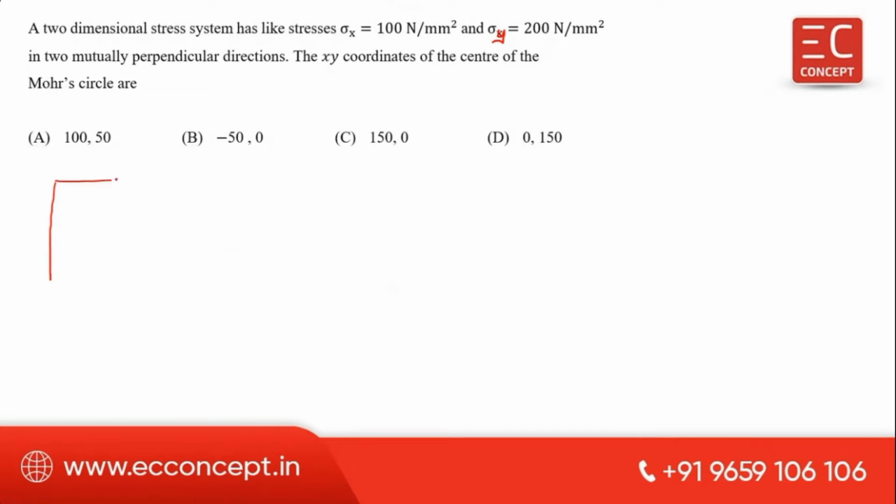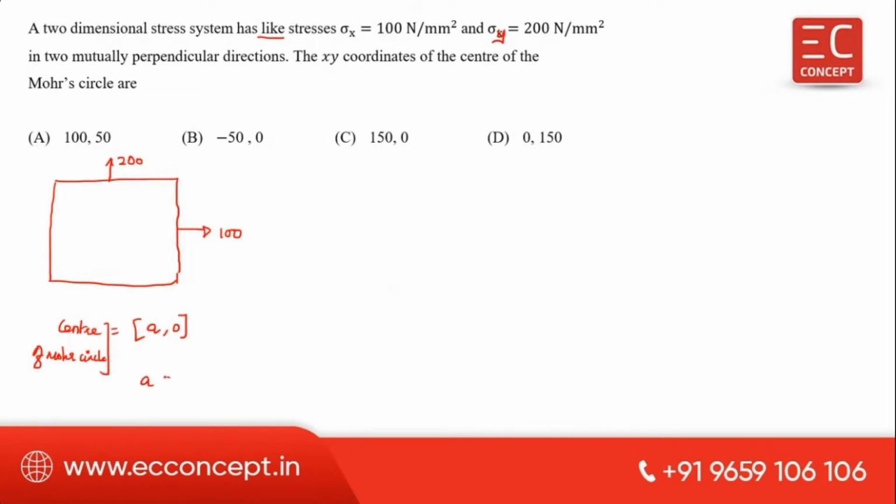They said there is a force in sigma x is 100, like stresses. Like means it can be either tension or compression. That is the meaning of like stresses. It can be both tension or both compression. So this is the 200. So the center is a comma 0. The center of Mohr circle is a comma 0.